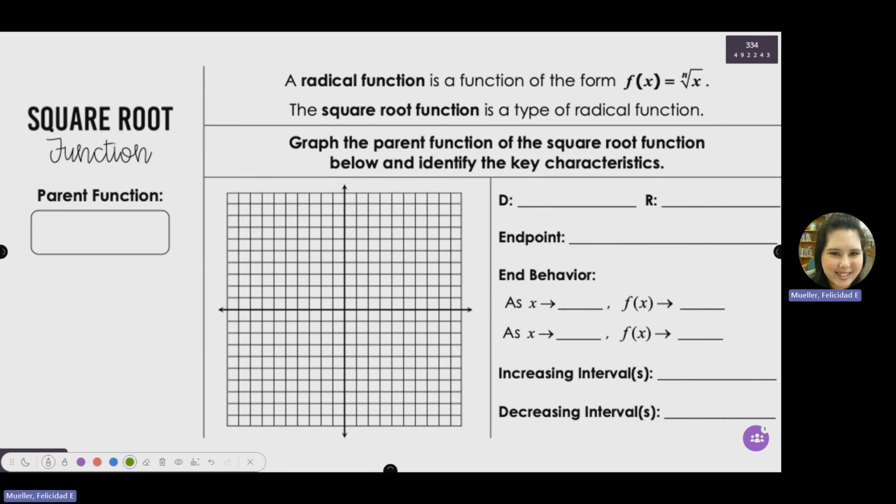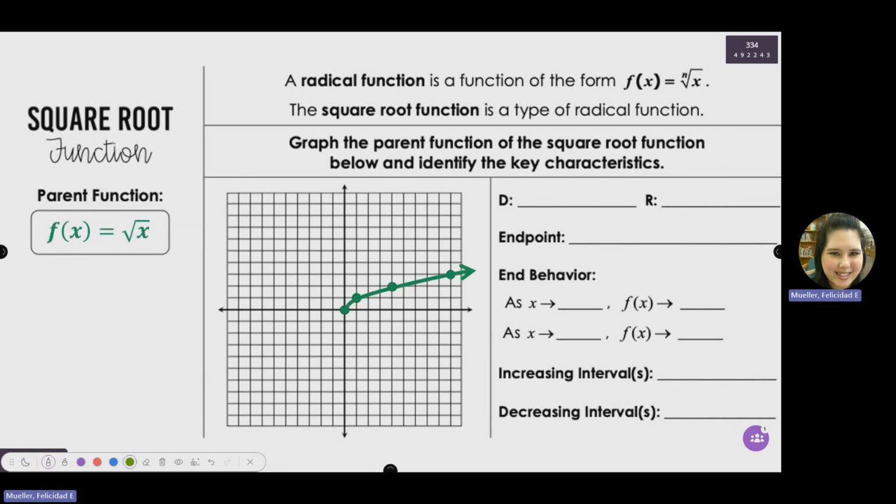For us, it's actually the most simplified version of a radical function because we don't even show the type of root we're taking. So the parent function is f of x equals the square root of x. If we're going to graph this, we can get some points: (0, 0), (1, 1), (4, 2), and (9, 3). Again, notice those are perfect squares and their square roots. And then we're going to draw a graph.